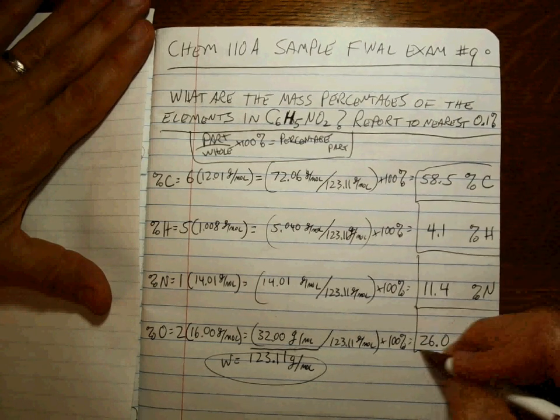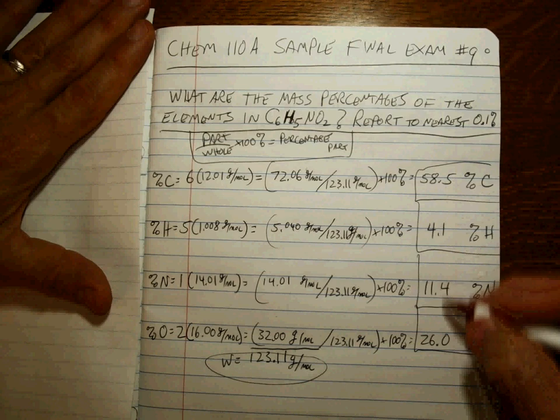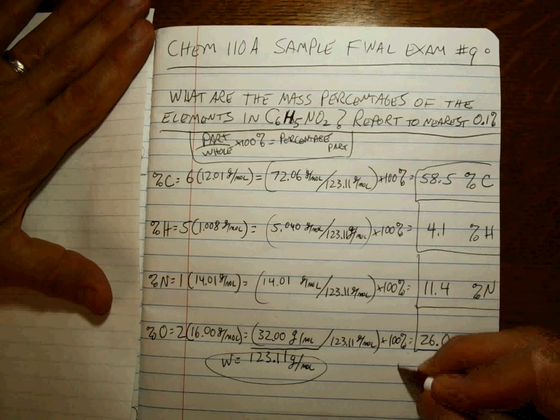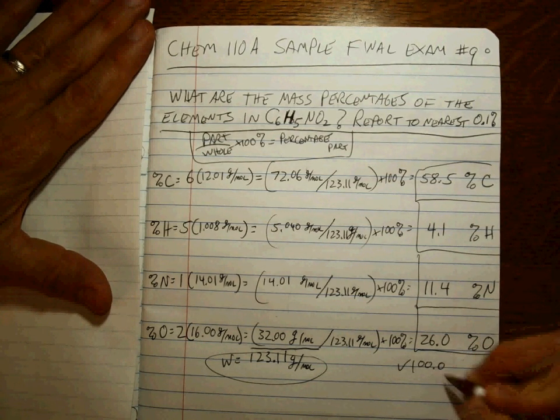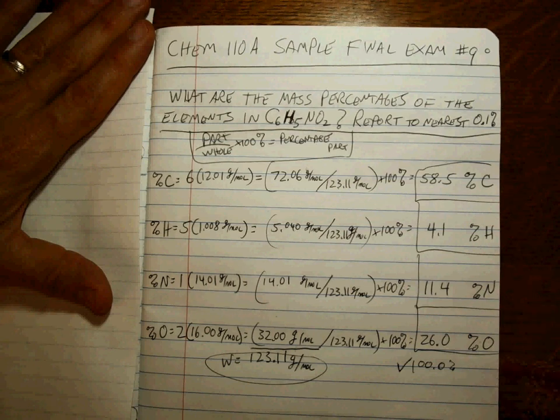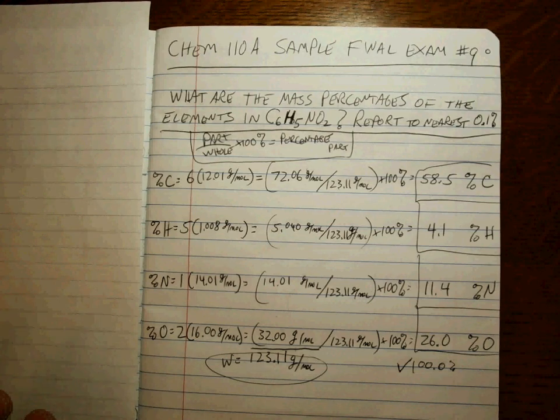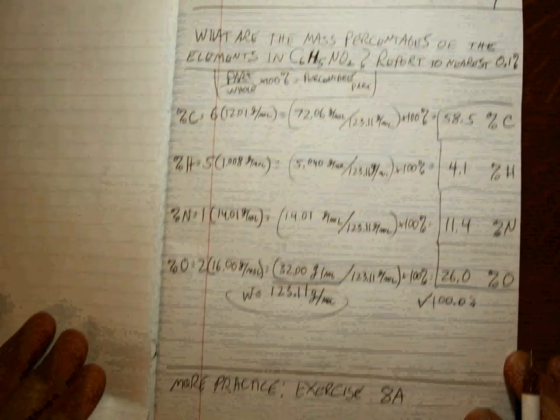This is how we'd want you to report these answers, and if you want to do a little check to make sure you're right, they better all add up to very, very close to 100%, which is a good check, because if it doesn't add up to 100, you know you've done something wrong. That's the simplest, easiest, and most time-efficient way to do this.